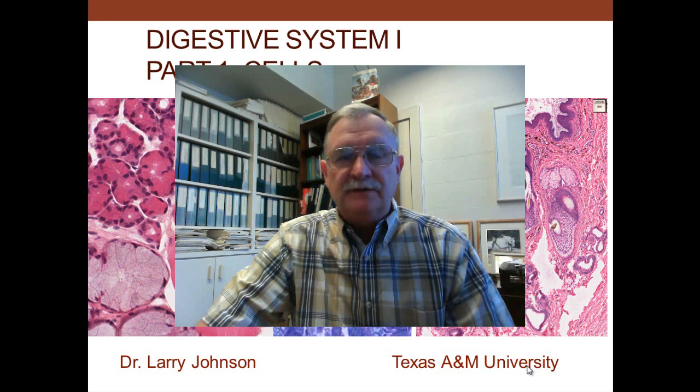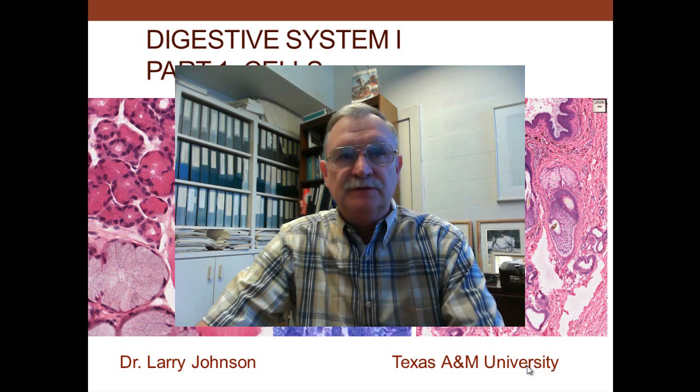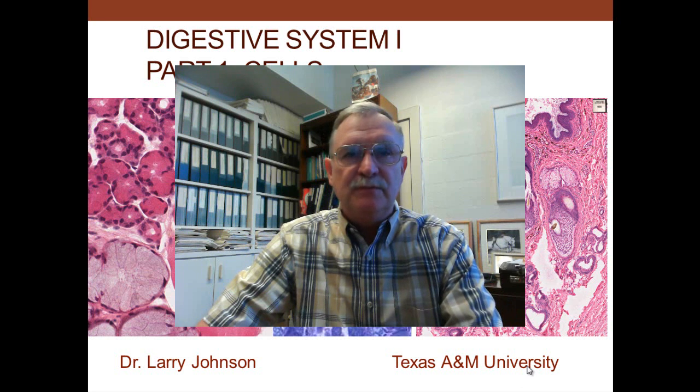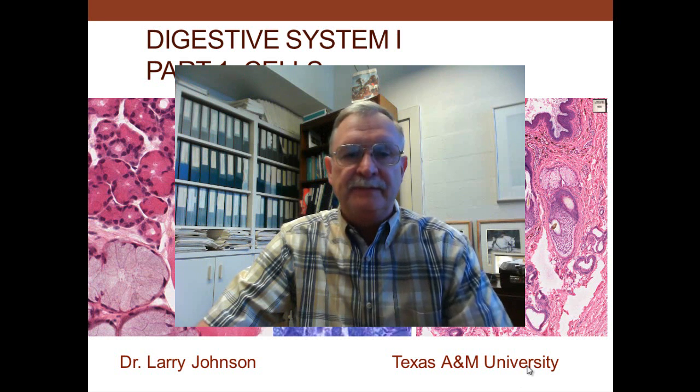Part 1 has to do with the cells of the digestive system. Part 2 has to do with the oral cavity, esophagus and stomach, and then part 3 has to do with the small and large intestine.